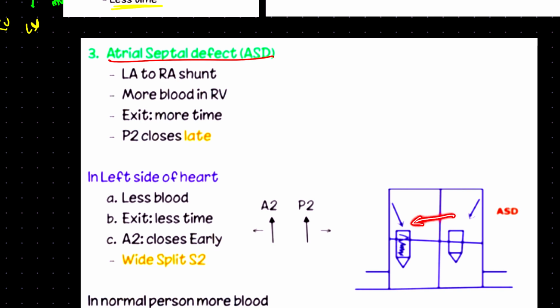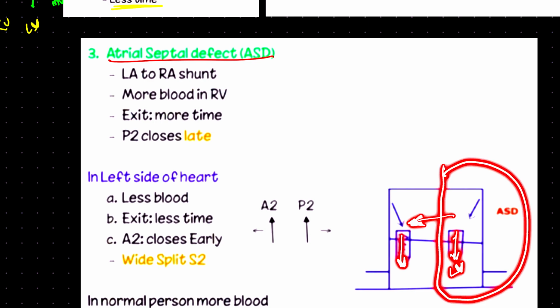Because of atrial septal defect, the blood will come in this direction. As it comes in this direction, a lesser amount of blood will reach right here, right? In the left ventricle, as less blood reaches here, the same condition applies again. And here, more blood will reach right here. In the left side of the heart, let's say there is less blood. We know less blood will reach here, and because of which the exit will take less time. That means A2 closes early, wide split of S2, the same condition.